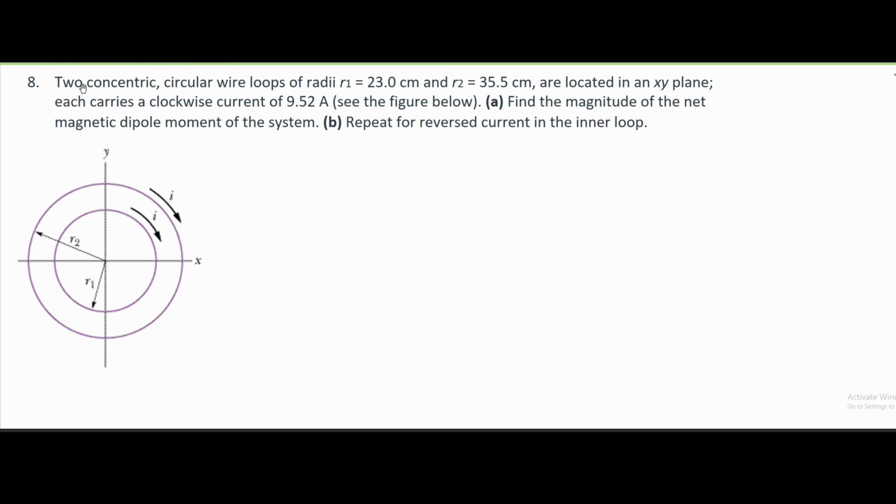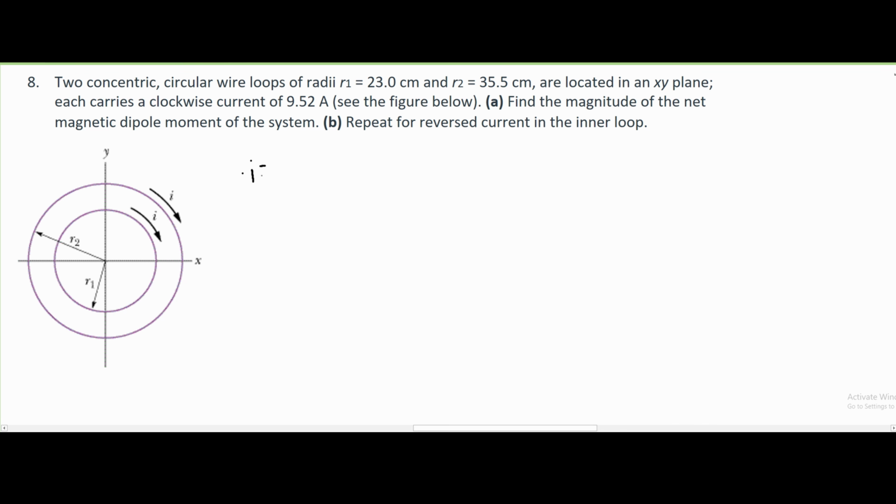For number 8, we have two concentric circular wire loops of radii R1 equal to 23 centimeters and R2 equal to 35.5 centimeters, located in an XY plane. Each carries a clockwise current of 9.52 amps. For part A, we're asked to find the magnitude of the net magnetic dipole moment of the system.